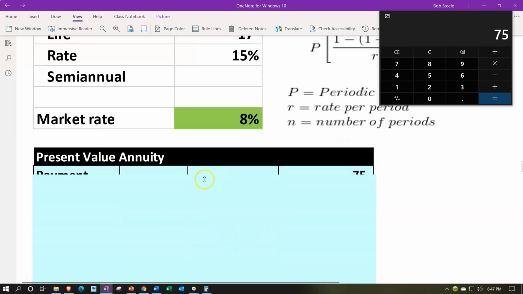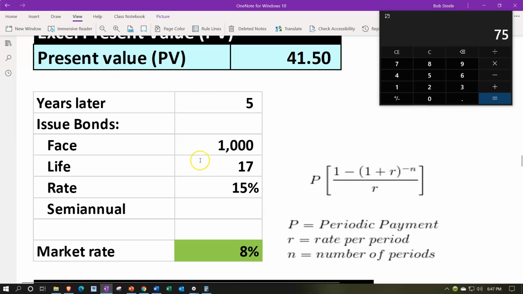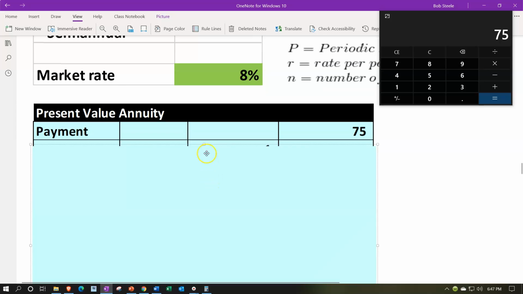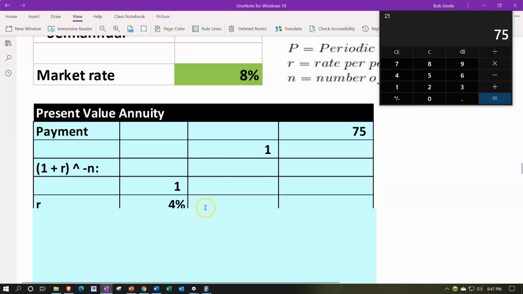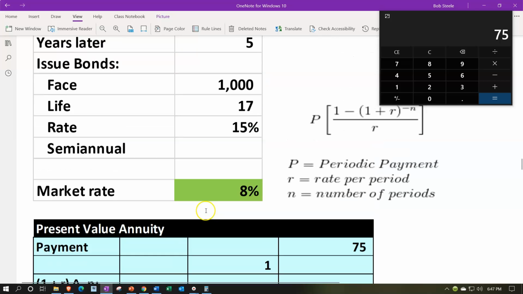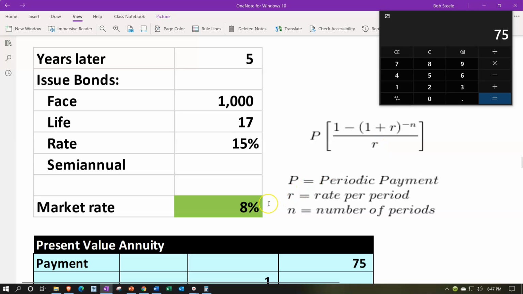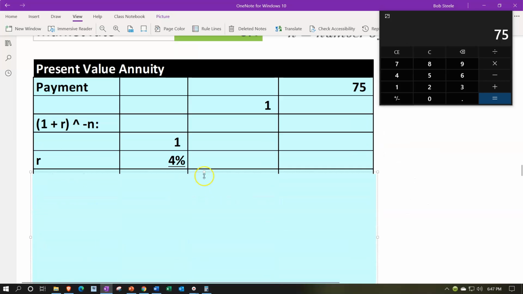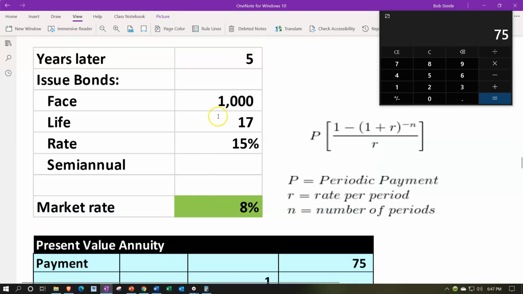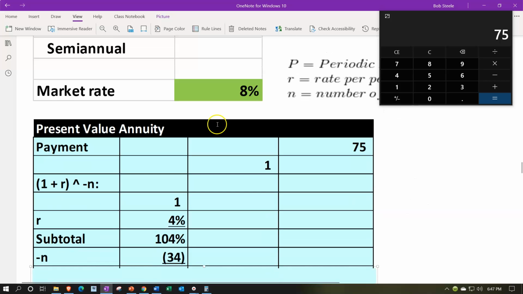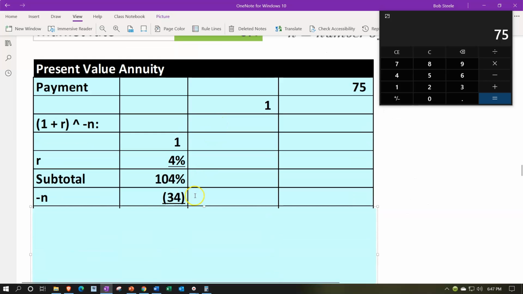Let's plug this into the table. 75, which is the 1,000 times the 15% divided by 2. Same thing we had last time on that one. 1 plus R to the negative N. So we've got 1 plus R, which is going to be now the 4% market rate divided by 2. 1 plus 4% is 104%, to the number of periods, the negative N, which is now 17 years. 17 times 2 gives us the 34.